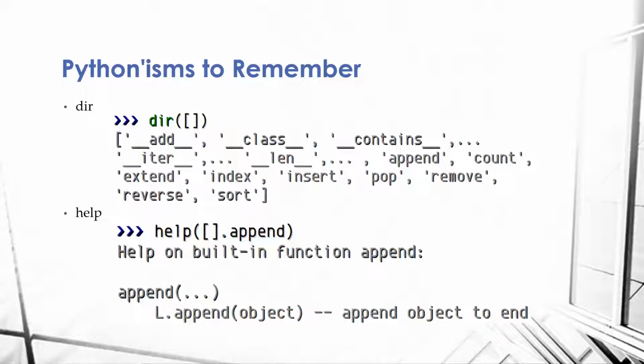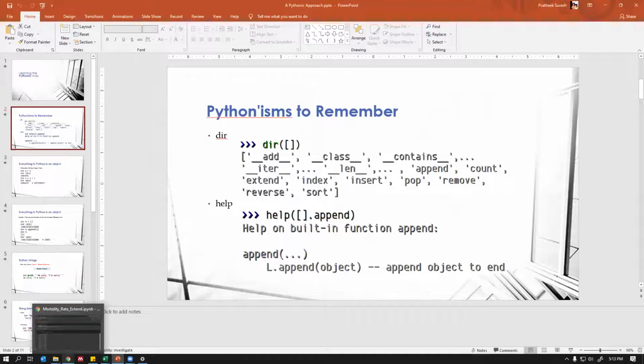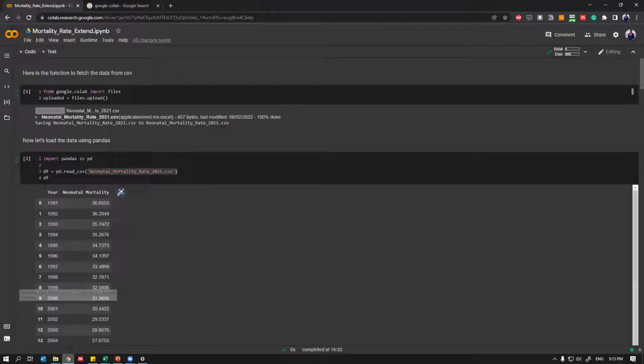So those who are starting with Python, these two commands are very helpful for you. You can use the dir command if you want to know what all methods a particular function supports. I'll show you. I use Google Colab to do my machine learning projects.